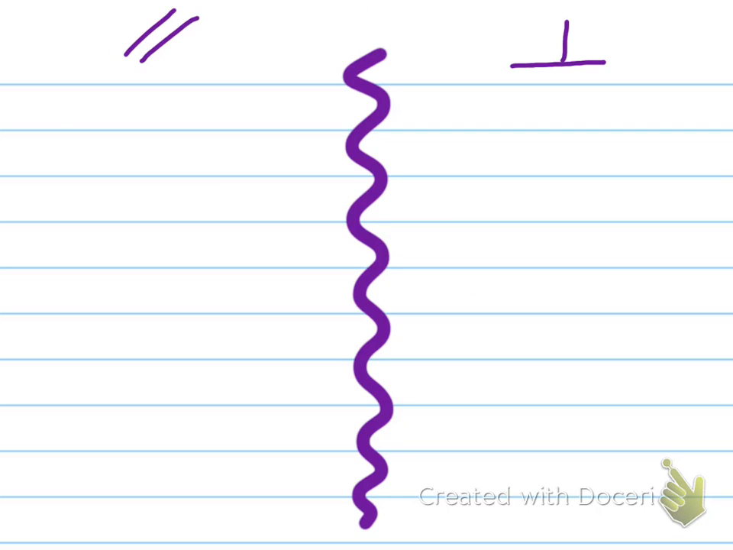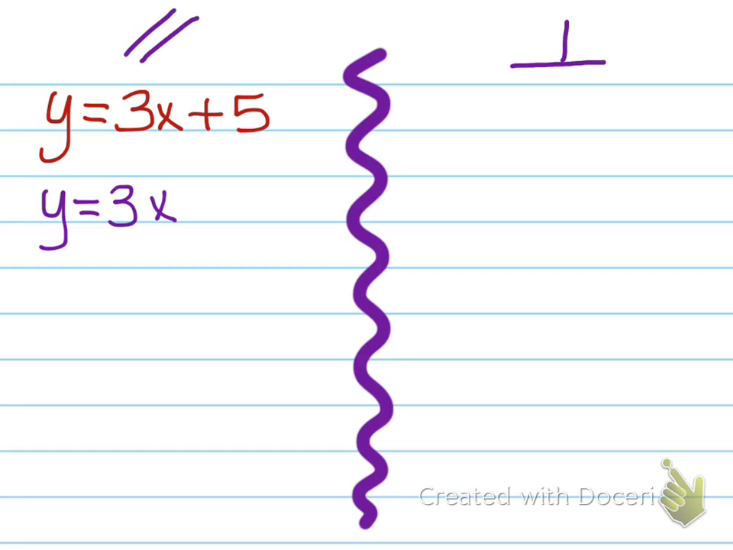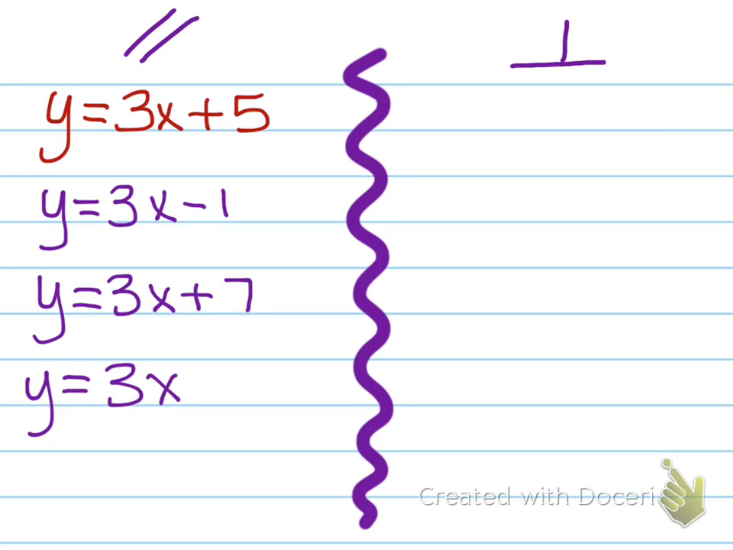Okay, so I'm going to give you the example y equals, let's do 3x plus 5. And if you listed a whole bunch of examples that were parallel to this line that I wrote in red, I could have y equals 3x minus 1, y equals 3x plus 7. I could use some fractions and have y equals 3x plus 3 over 2. Anything, but the key is that you notice that they all have the same slope of 3.